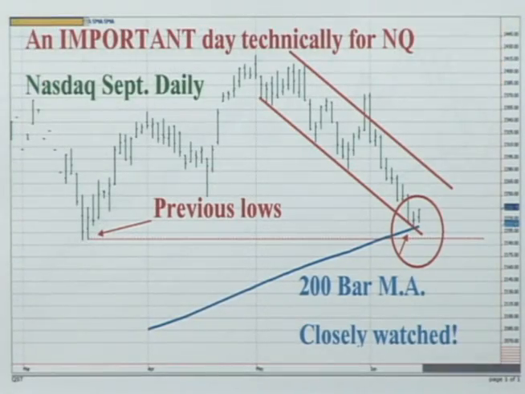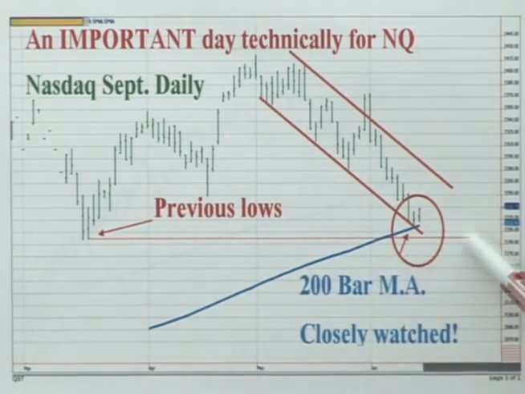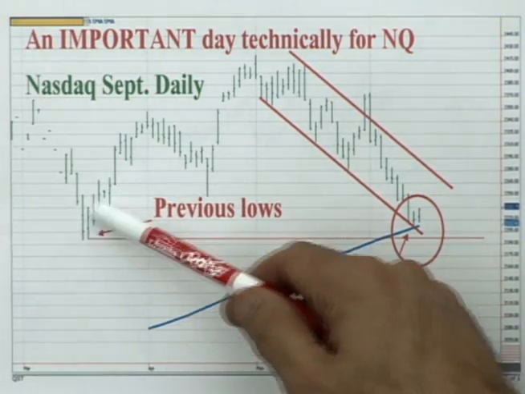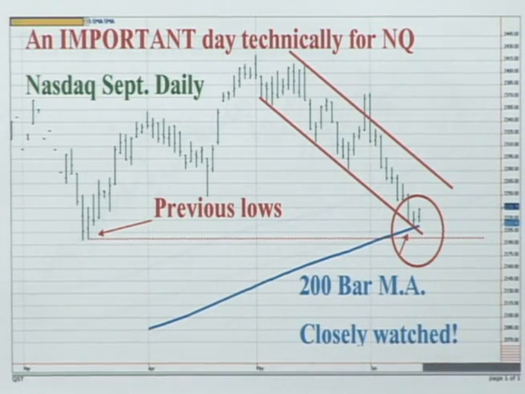The chart right here I just put before your eyes is the Nasdaq September daily bar chart. Each one of these green lines represents one day's trading. This very same chart I put before you in a video last night, and I said to you Omniacs, an important day technically for the Nasdaq. I left this out on my Omni recommendation, this very same chart last night. And I said to you, look, previous lows are this red line right here, they're down here. This line illustrates previous lows.